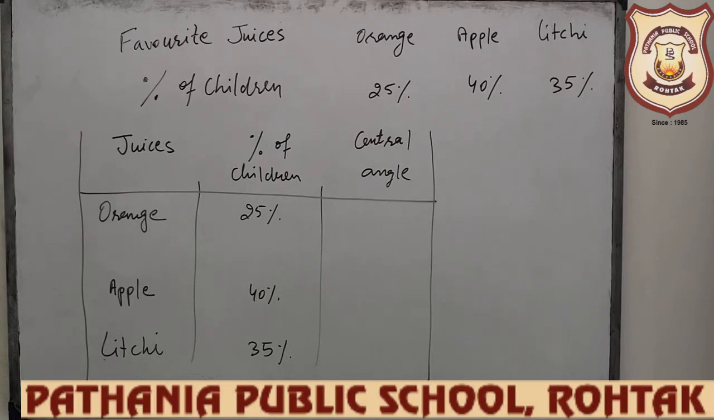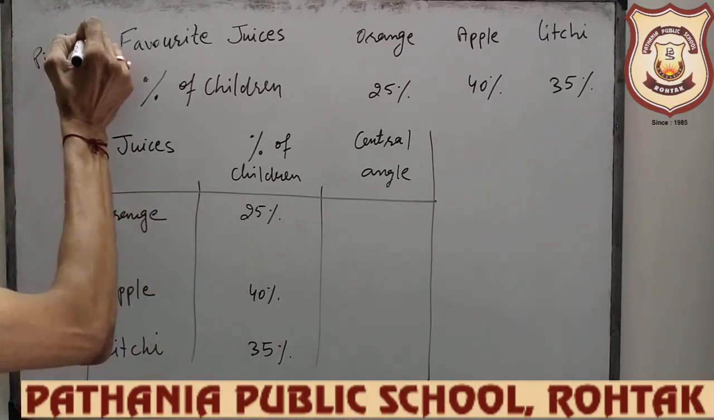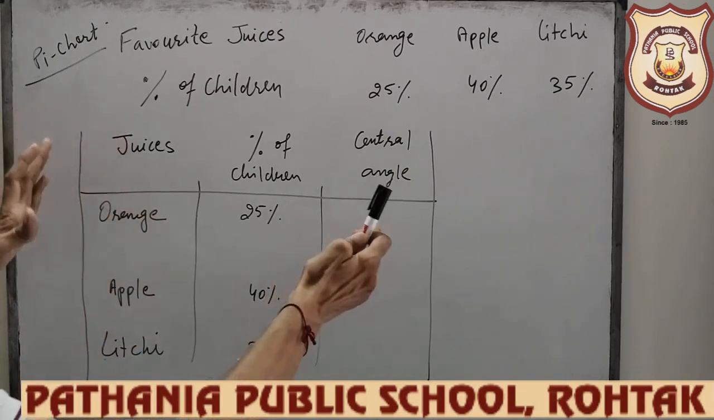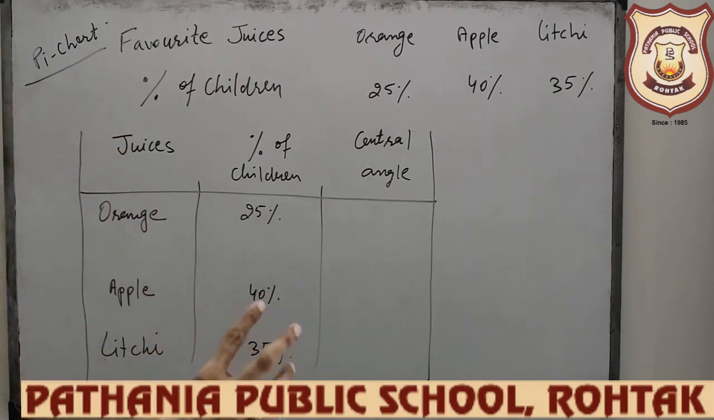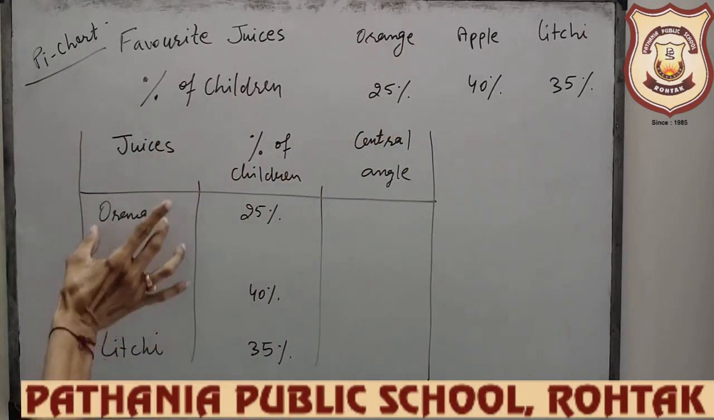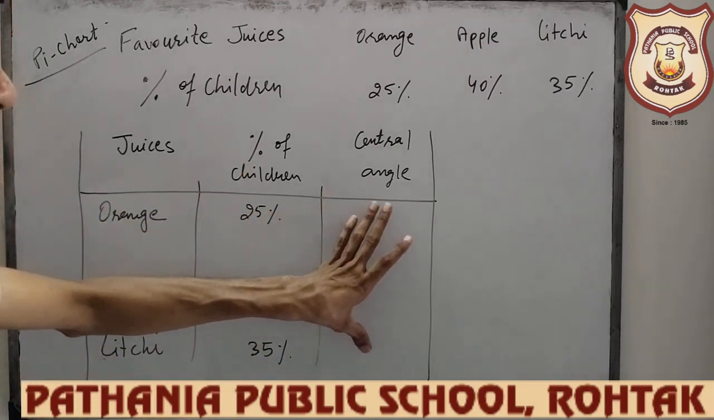What is the meaning of pie chart or circular graph? We can call it a circular graph or pie chart, anything we can call it. But what we have to do is make a table like this and draw the pie chart. Write the name of favorite juices, then write the percentage of children. Now I am going to find the central angle.